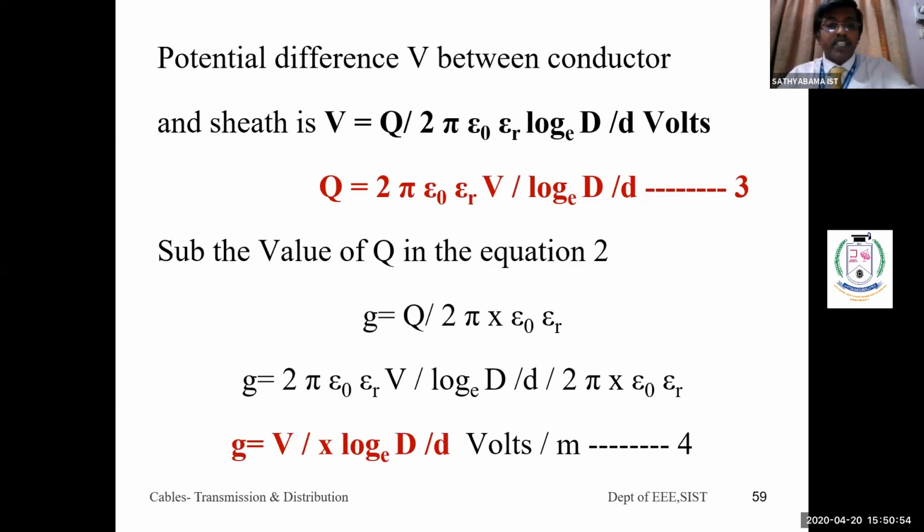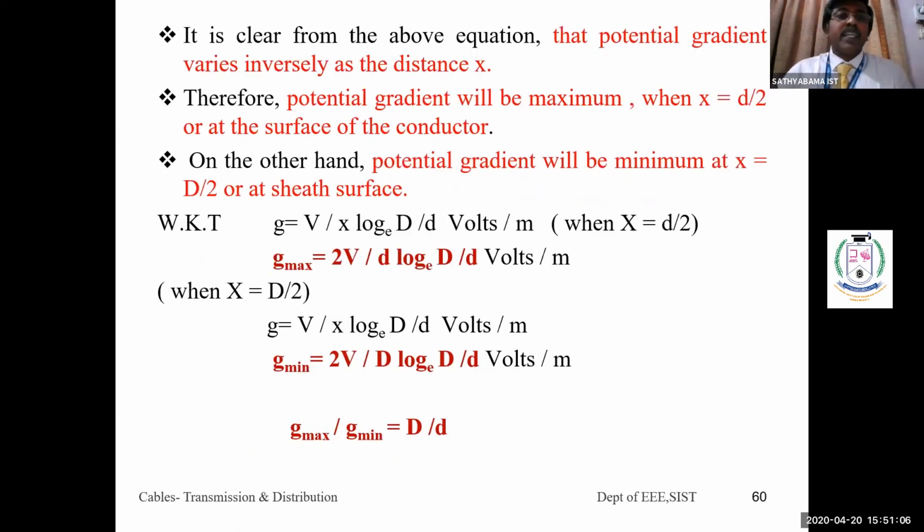Now you substitute here, and you will get G is equal to V. Please see equation number 4. G is equal to V divided by x log base e of capital D divided by small d. So it's very, very easy. Next, it is clearly observed from the equation that the potential gradient varies inversely as the distance x.